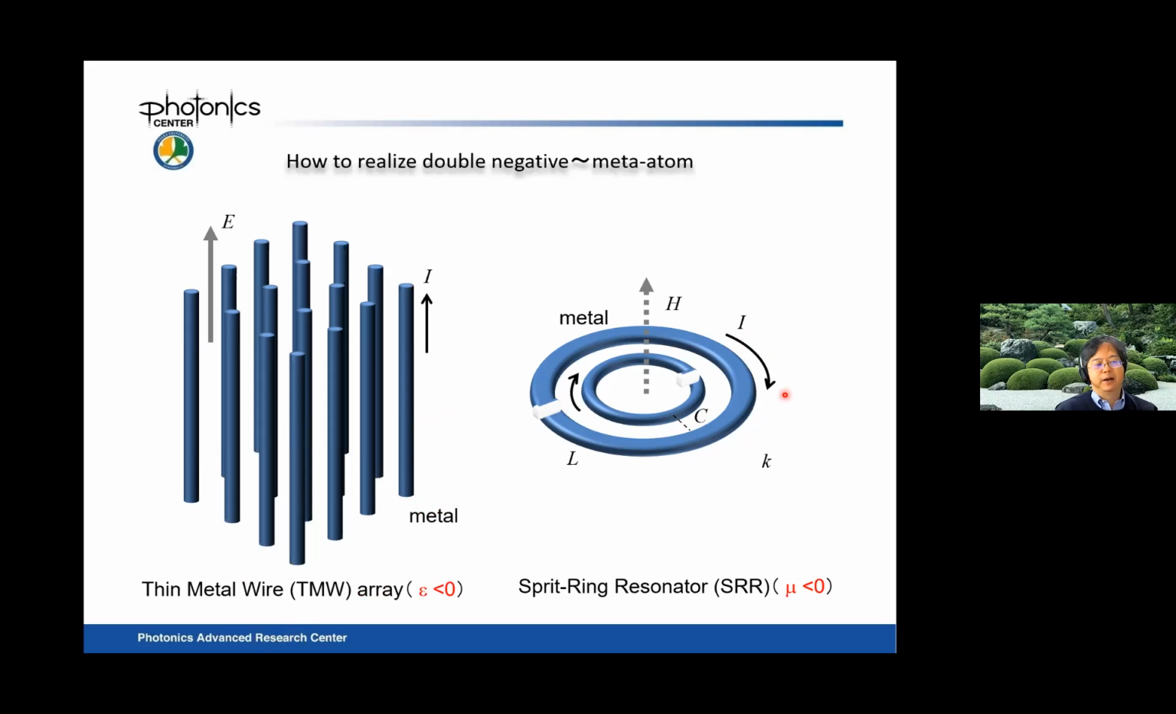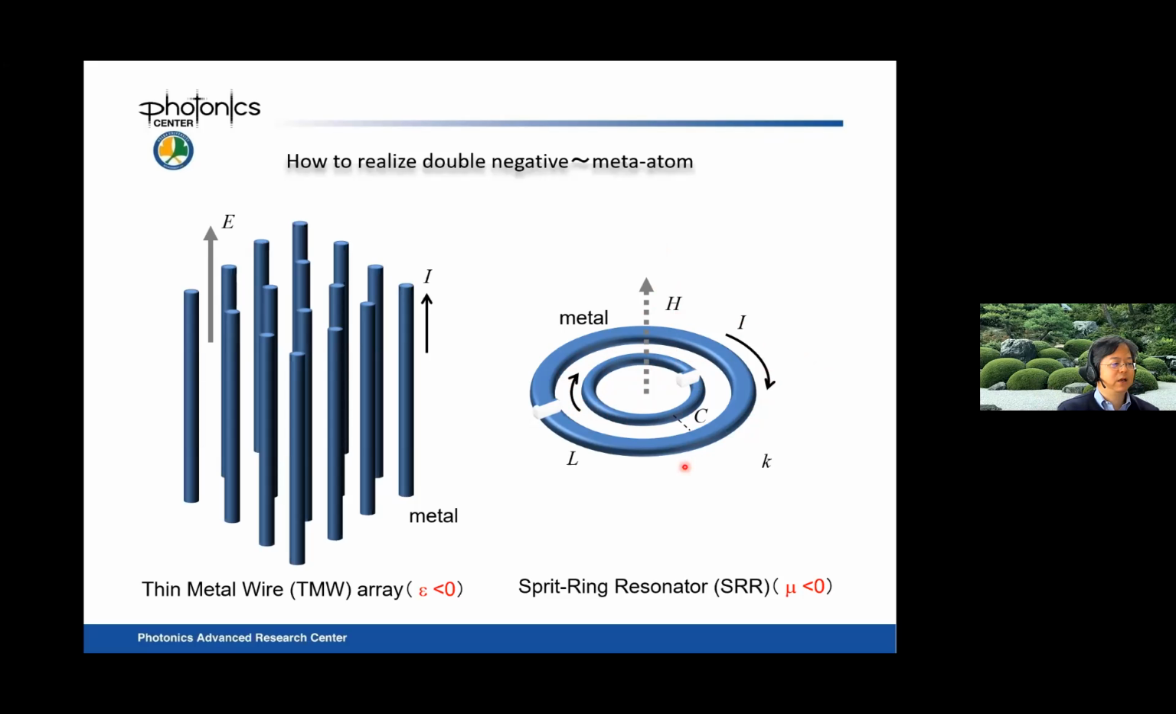And also, we can realize negative mu at the same frequency range, the microwave region, by using this split ring resonator. This is a very strange shape. You have a split here. This is a simple metallic ring, two rings. And this is a gap, and this is also a gap. And if the magnetic flux is generated here, according to the electromagnetic wave flow, a circular current is generated here and here, in the same directions.